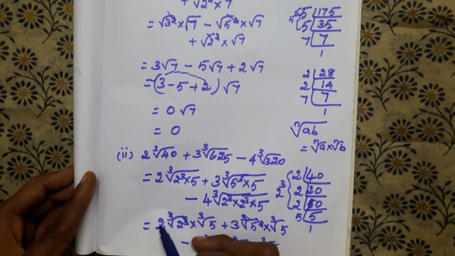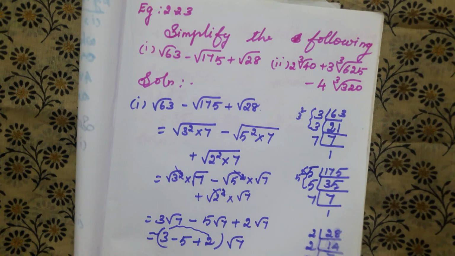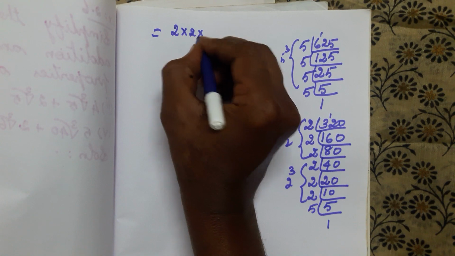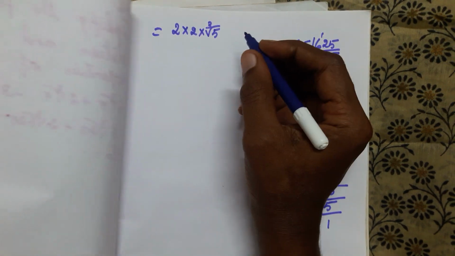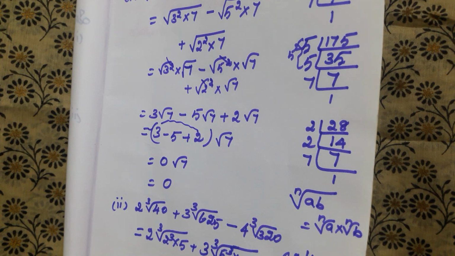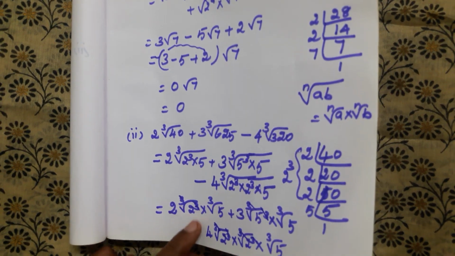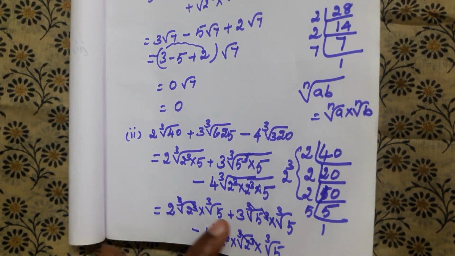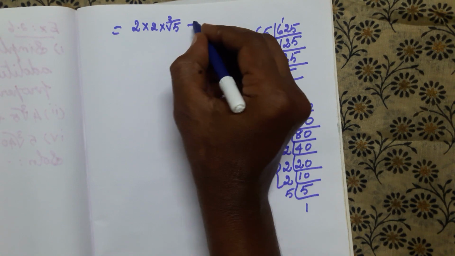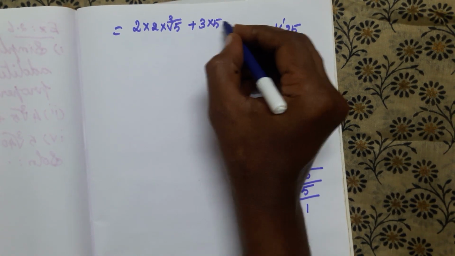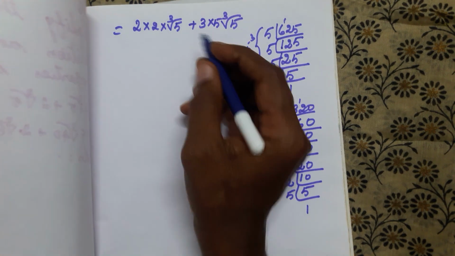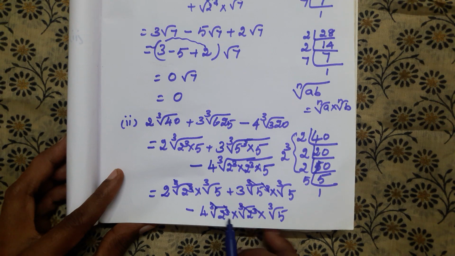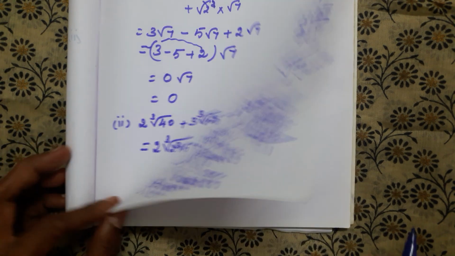It's equal to 2 into 2 into cube root of 5. Next 3 into 5 into cube root of 5. Next minus 4 into 2 into 2 into cube root of 5.